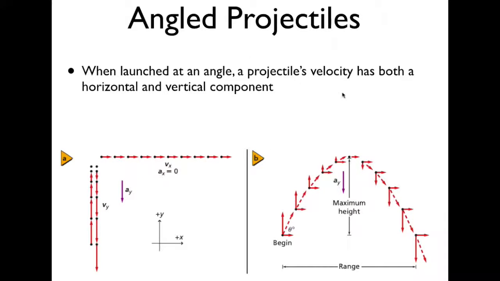Now, when you're solving an angled projectile problem, you have something a little bit different. On a horizontal projectile, your initial velocity is only horizontal, but with an angled projectile, your projectile's initial velocity has both a horizontal and a vertical component, and so we're going to have to solve for both.